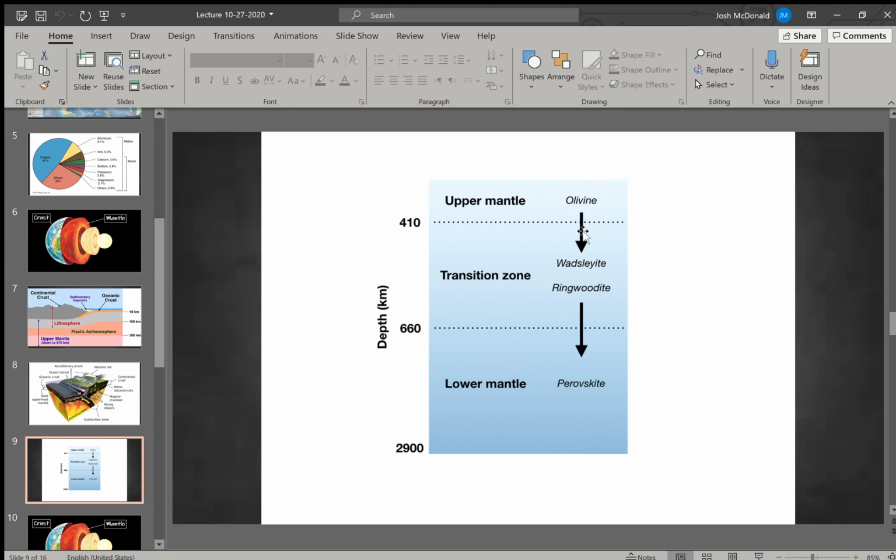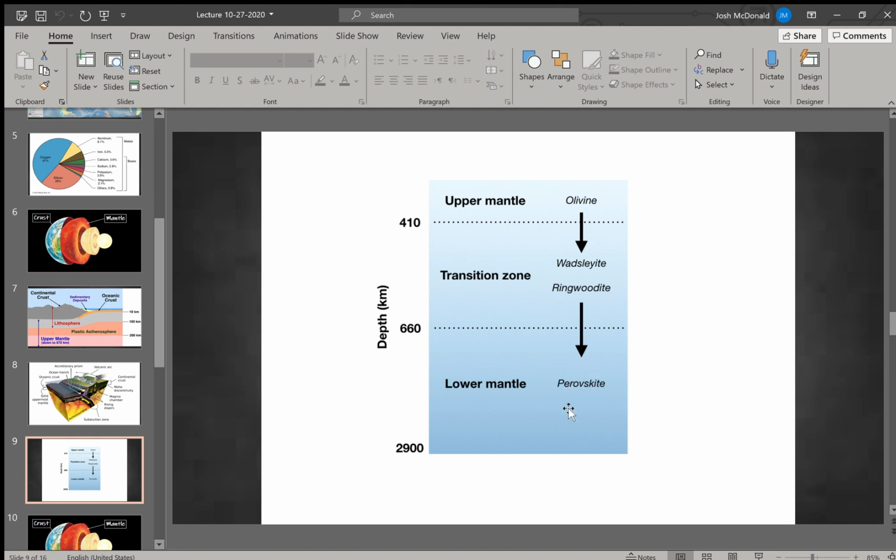Now, each of these is composed of different types of minerals, types of rock: olivine, and then different morphologies or versions of olivine. Olivine is like a magnesium iron silicate, and as it gets down further, you have heat and pressure working on it, and it changes into wadsleyite, ringwoodite, and then further down where it's under even more pressure, perovskite.